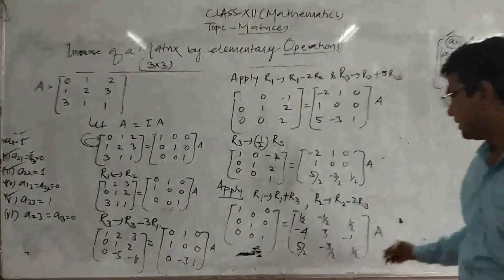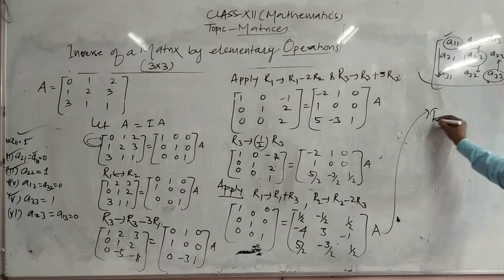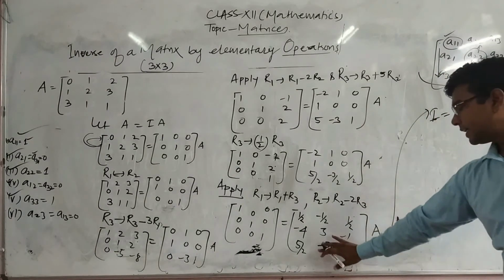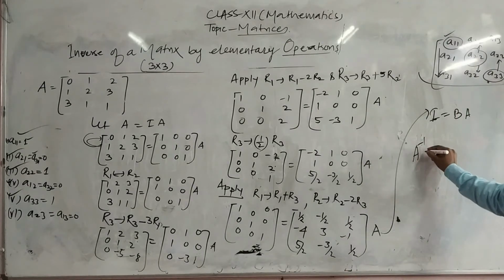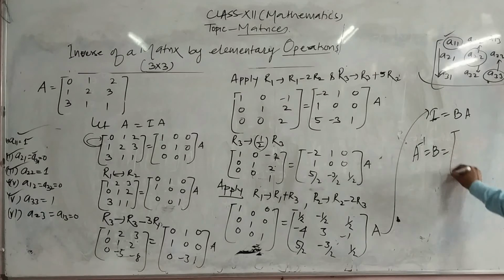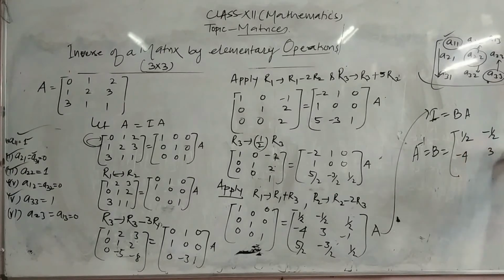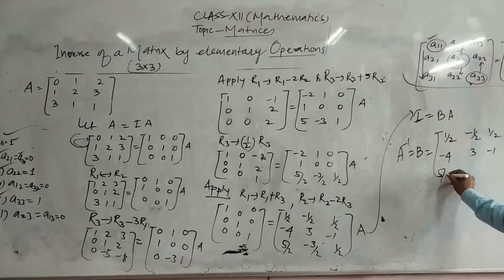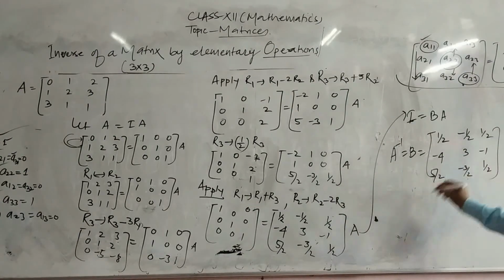From here it is very clear that now this is our identity matrix. Let us call this matrix B and this one A. So A inverse is nothing but matrix B, which is 1 by 2, minus 1 by 2, 1 by 2, minus 4, 3, minus 1, 5 by 2, minus 3 by 2 and 1 by 2.